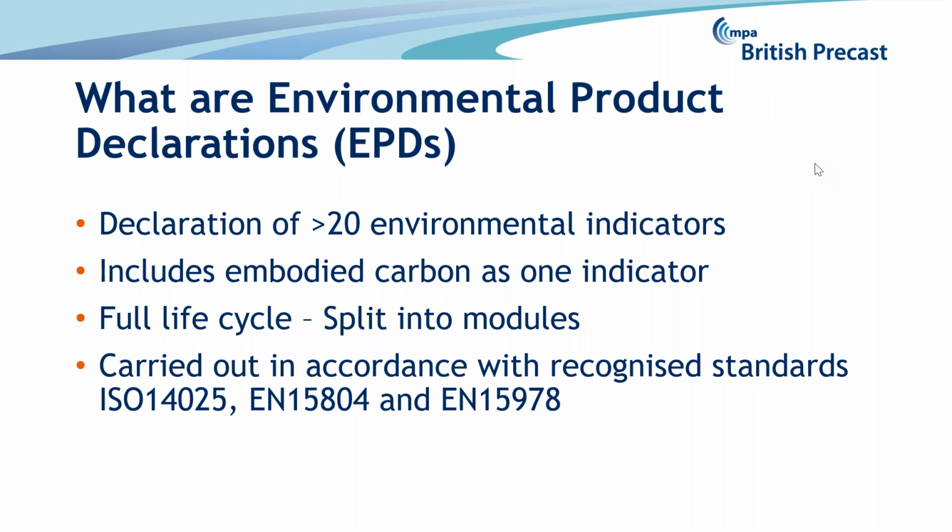Like all life cycle analysis, an EPD is split up into life cycle modules. So you've got the A modules, which are the cradle to gate modules and also the construction phase of the project. You've got the B modules, which are the in-use impacts of any product. And you've got the C modules, which are the end-of-life stage for the product.